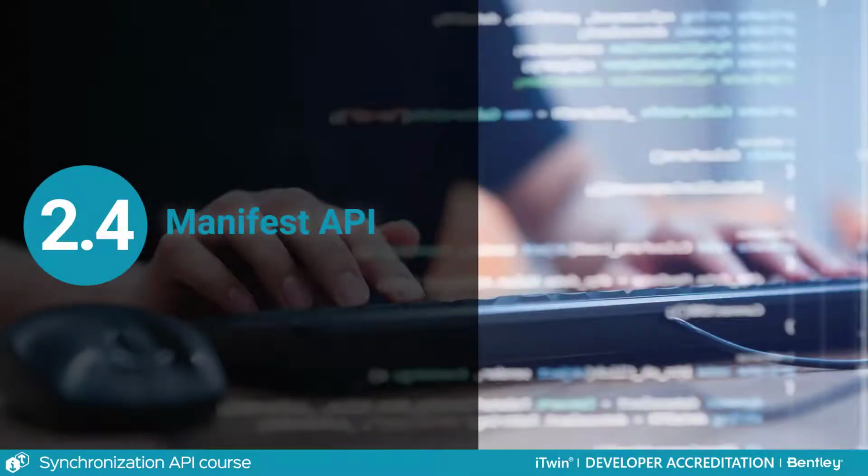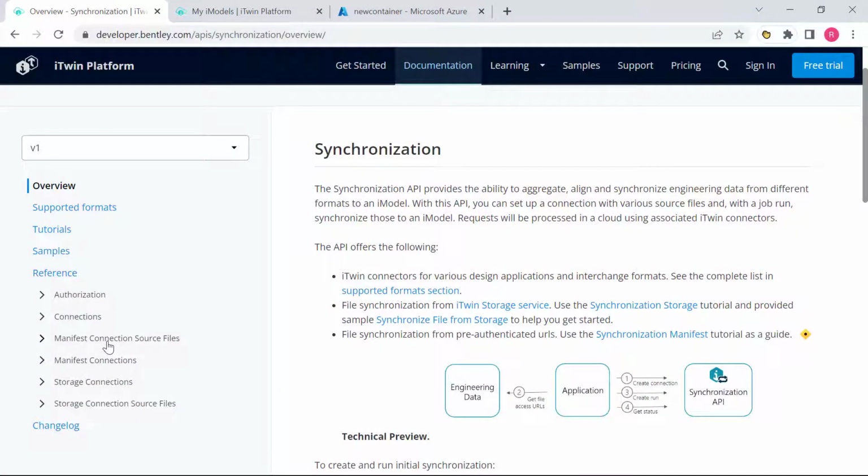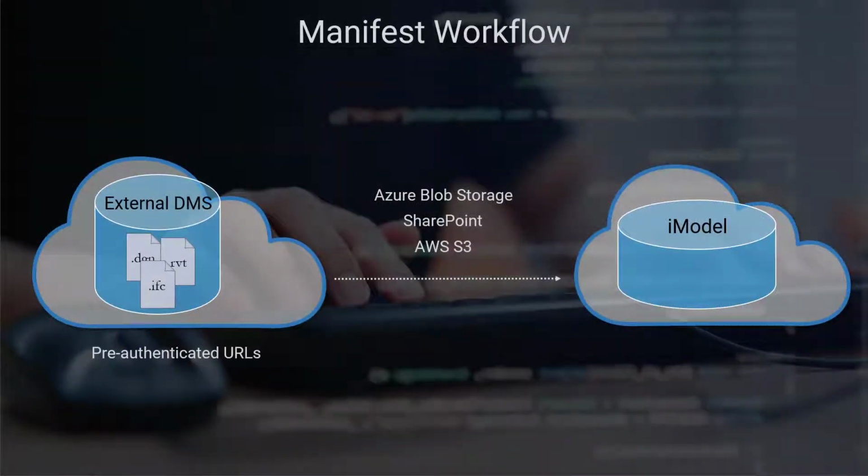Okay, so next let's look into the manifest workflow. So we'll do a quick recap to start out. Now for those of you that forgot, the manifest workflow involves using an external DMS. So in this case, we're going to take the example of Azure Blob Storage. That's where we're going to host our files. And then we're going to use pre-authenticated URLs to actually access these files so we can provide them to the Synchronization API. From there, we write the contents of these files into an empty iModel.